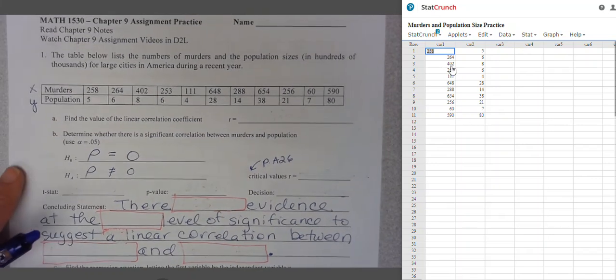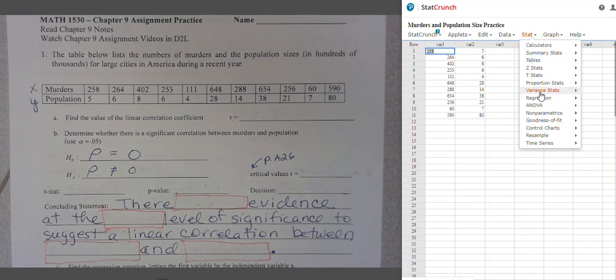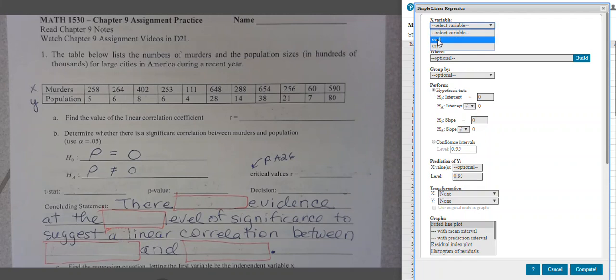I went ahead and put this into StatCrunch, and here are the murders in this column, and this is the population. So we have 11 pairs of data going on. We're trying to figure out if there is a correlation between the number of murders in a large city and the population size in a large city. Is there correlation going on there? The way we do that in StatCrunch is we enter the data first, then we go to Stat, Regression, Simple Linear. And we tell it to use var1 for the X and var2 for the Y. And we simply hit Compute.